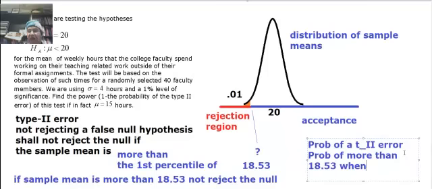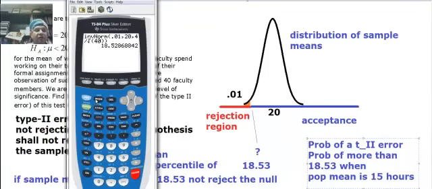18.53 when the population mean is what? 15. Very good, Julie. It is 15 hours, right? So in this case, what we are doing, we are now calculating the probability. That means we want the area under the relevant normal curve, right?